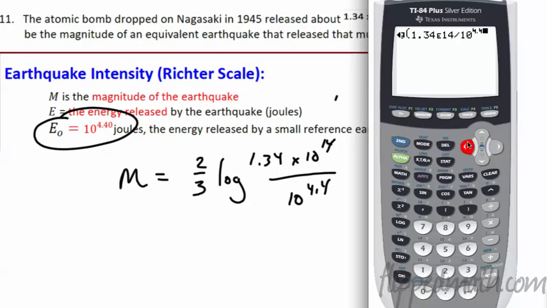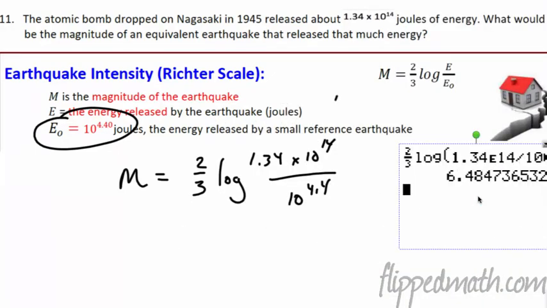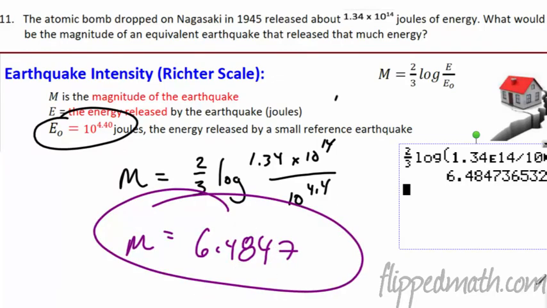Ta-da! And we need to take that and bring it down. There. A lot of extra button pushing there, but we get 6.48. That's going to be our final answer here. That's basically a plug and chug. That's too easy. Let's figure that out. Magnitude equals 6.4847 on the Richter scale. Remember I said go out 4 places.